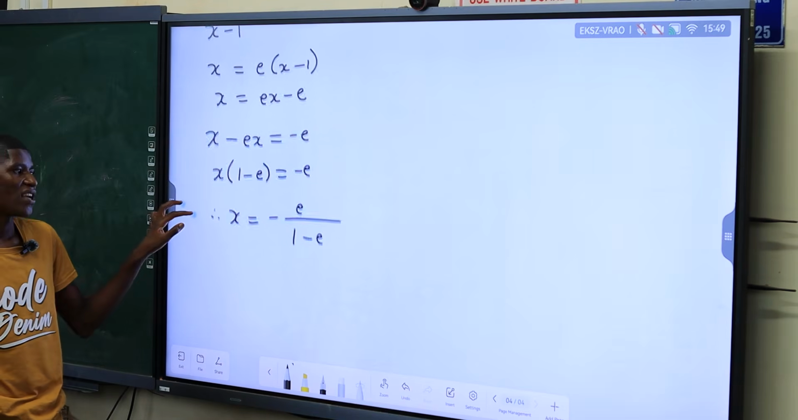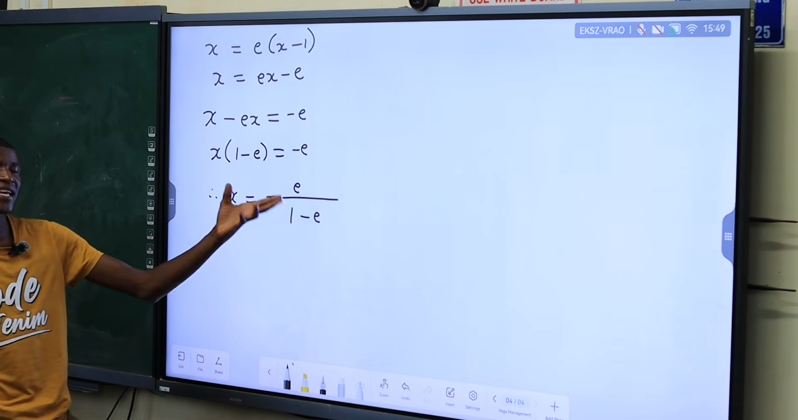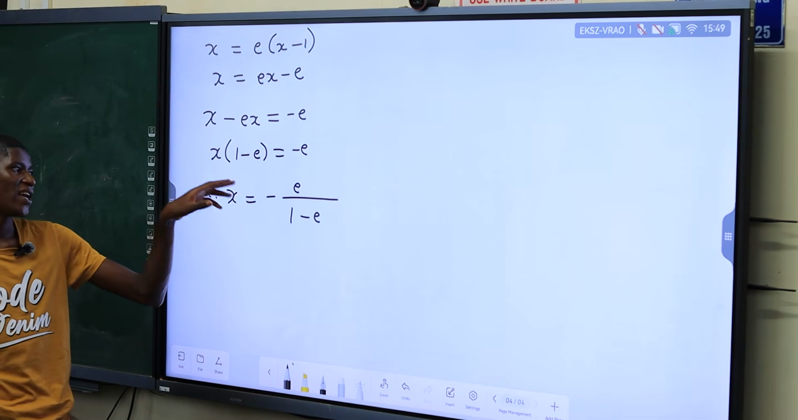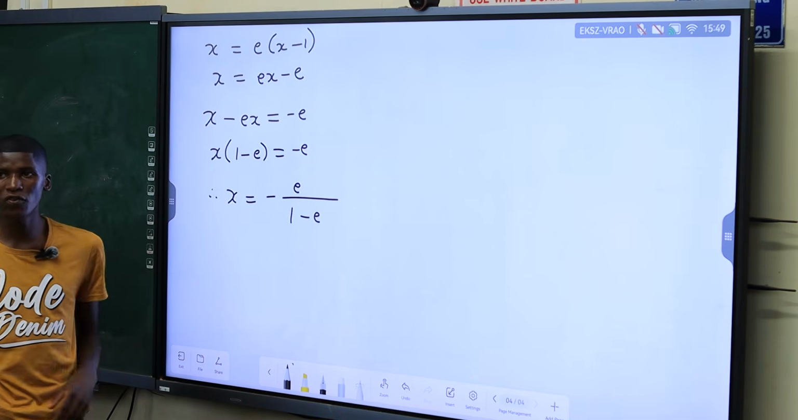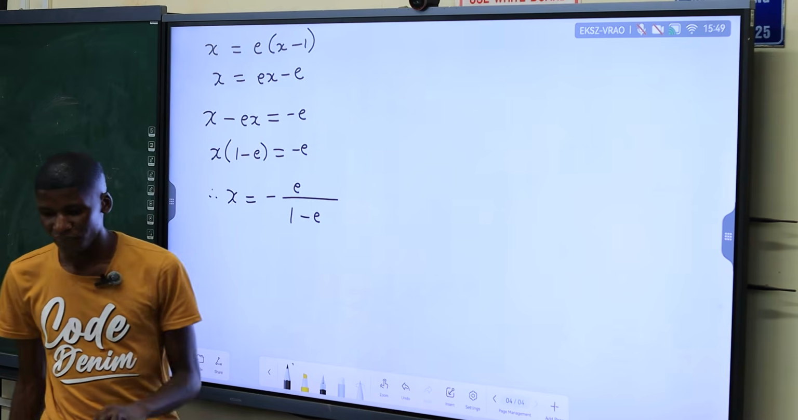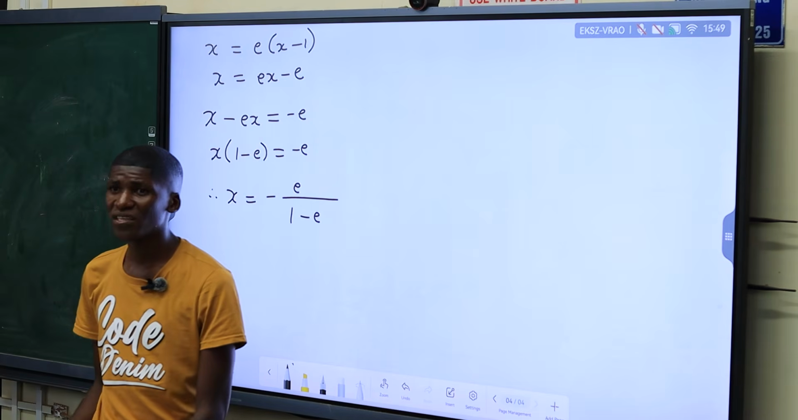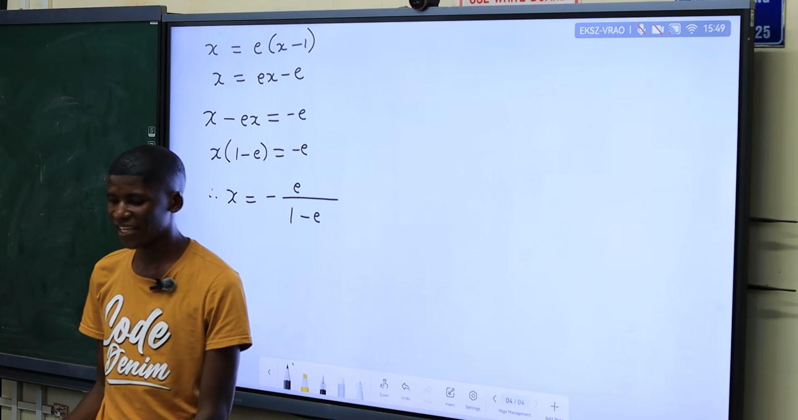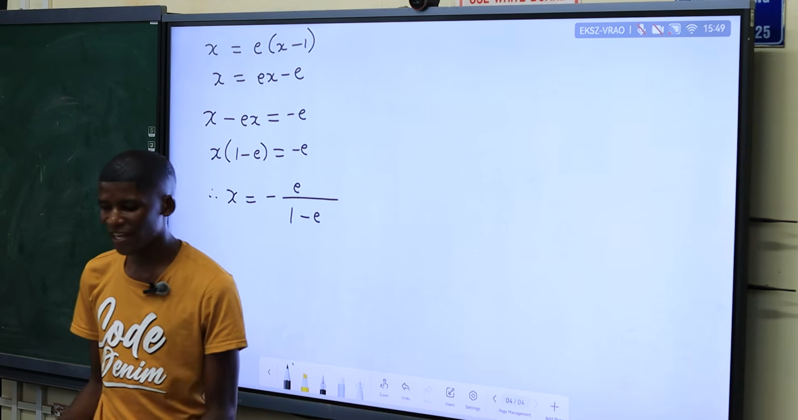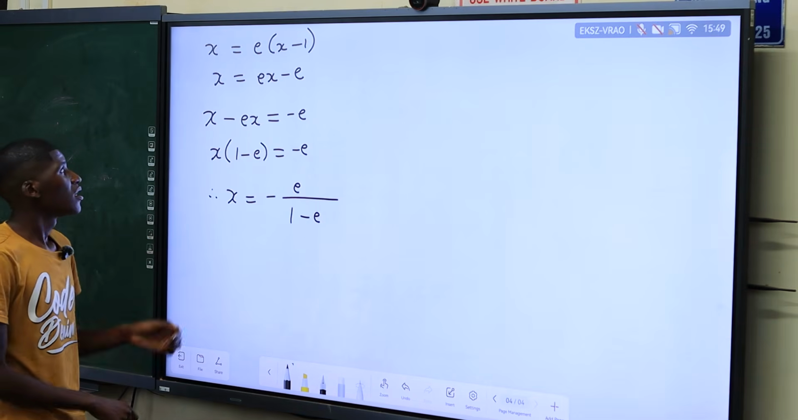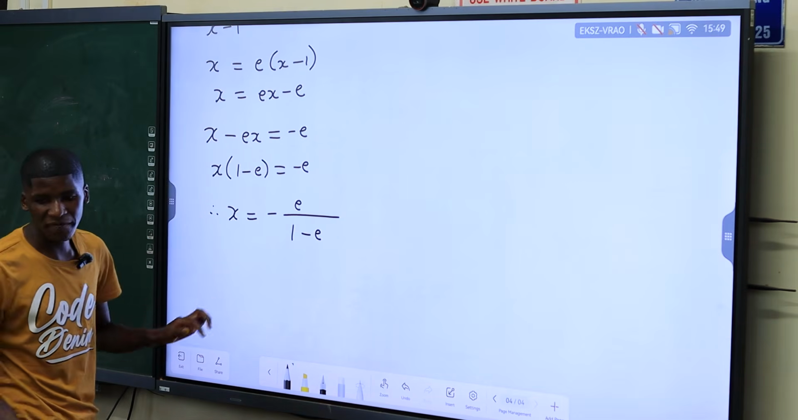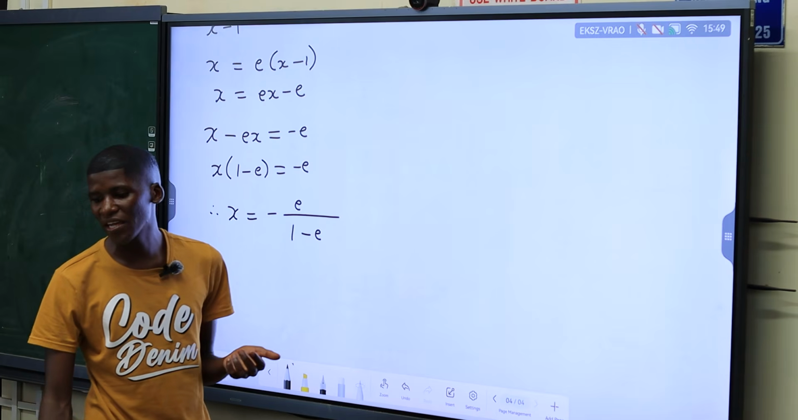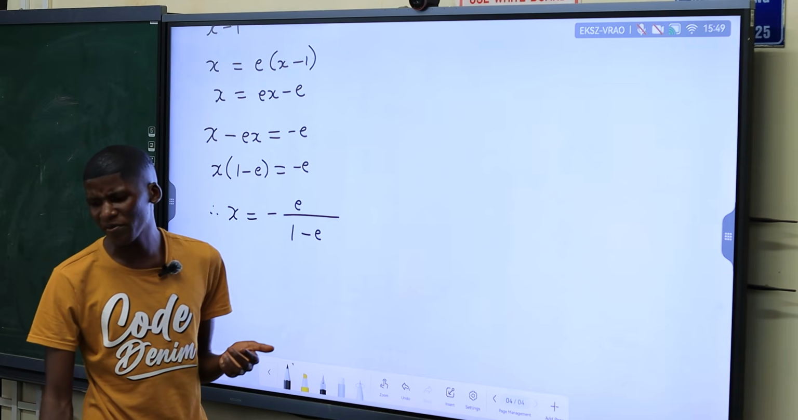If you evaluate, 1 minus e is going to give you a negative number, and that negative over negative will give you a positive. That can still work. Tutorial 3 was very simple. Very simple. Inverses, that's the last thing that we are doing. Okay, we are done with it.